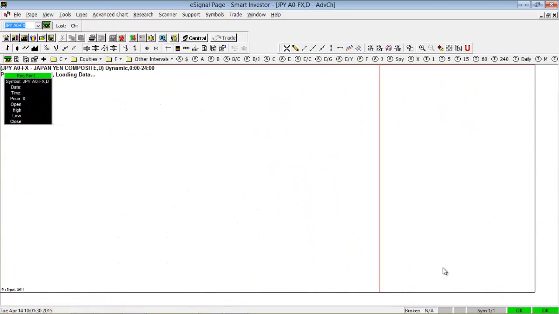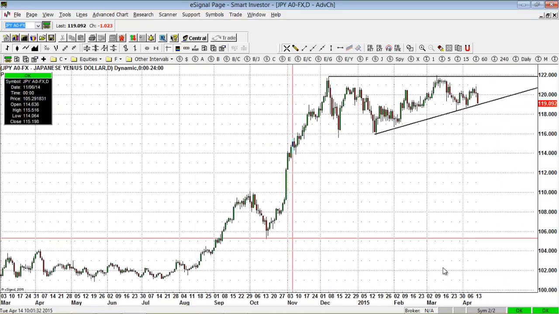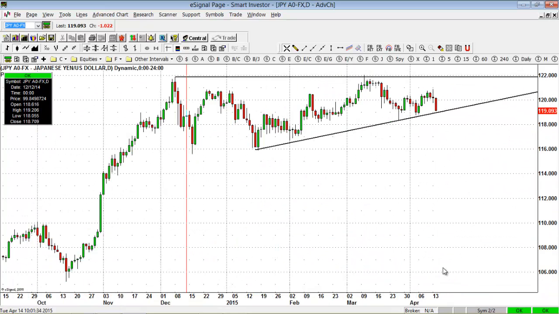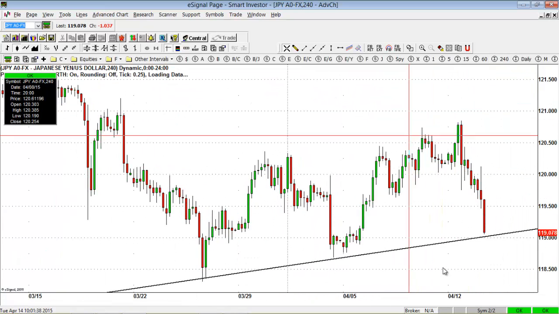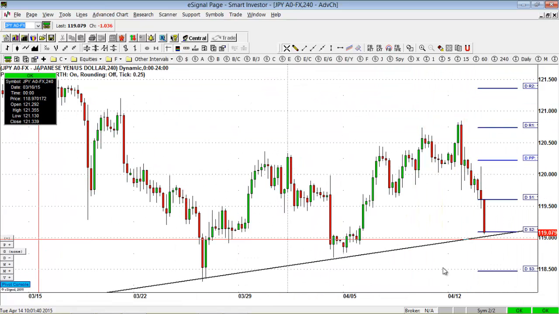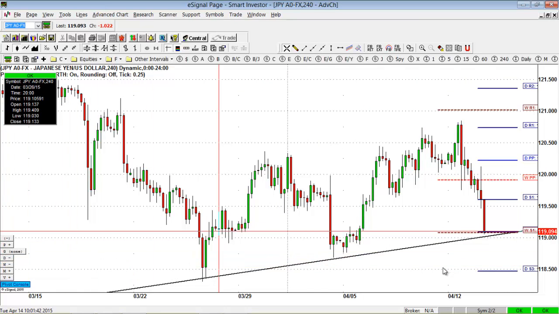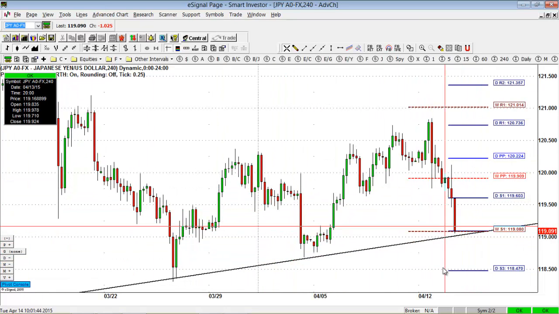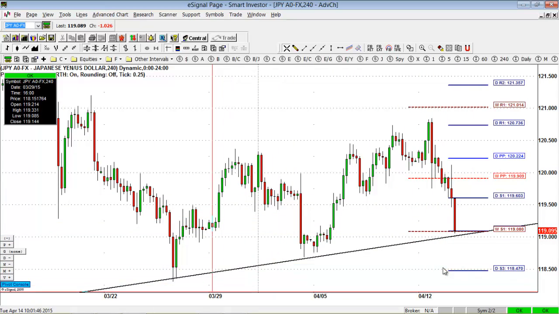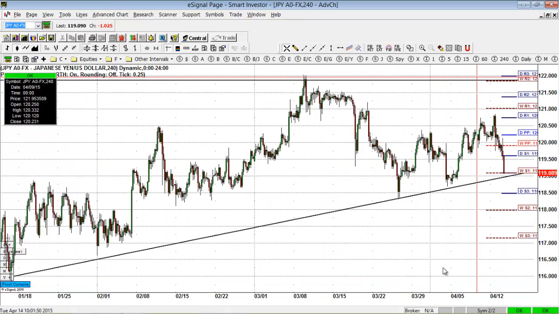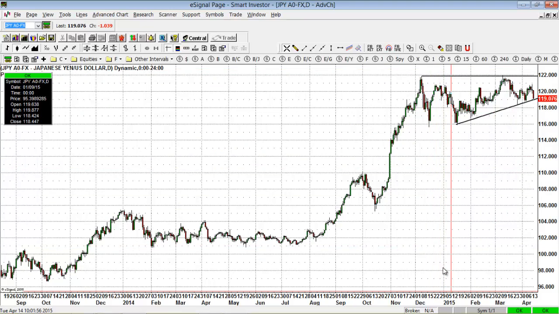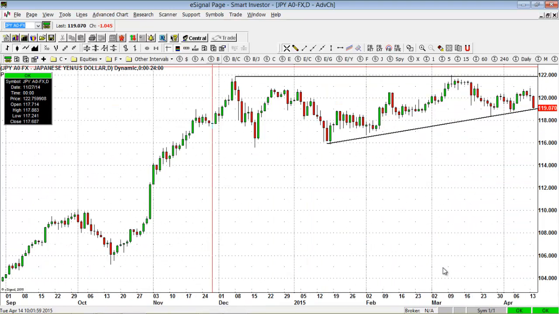Looking at the Japanese yen, we have been speaking about this consolidation pattern for a little while now, and the market is now coming on the trend line, and we will get a test of this trend line. At this trend line also is the weekly S1, which could provide some support in the market. So we have the weekly S1 and the trend line. So we just have to wait and see if the market actually finds support at these levels.